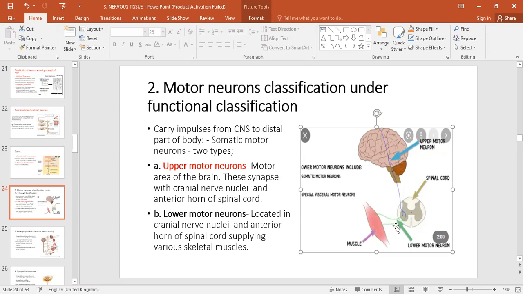Then the lower neuron will originate from the spinal cord, leave the spinal cord, and go to the body parts, muscles, glands, and other organs. So we'll call that lower motor neurons. But at the end of the day, both are transmitting impulses from the brain, from the spinal cord, to the body parts. So that is functional classification based on their functionality.